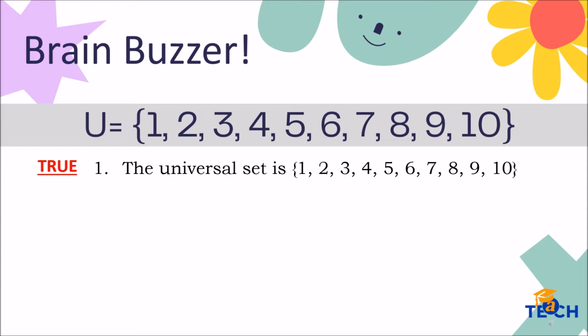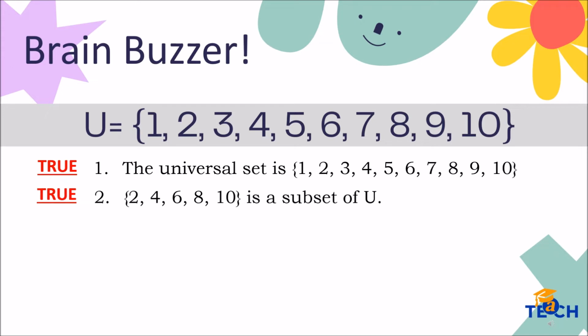Correct. This statement is true. Now let's try number 2. It says that the subset of U are 2, 4, 6, 8, and 10. Is this statement correct? Yes, it is. This statement is true. Now, let's try number 3. It says here that 0 and 10 is a subset of the set U. Is this true or is it false?